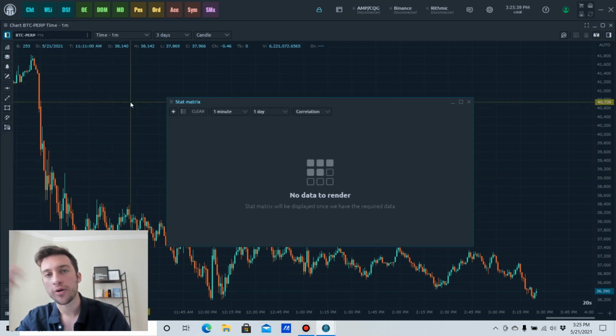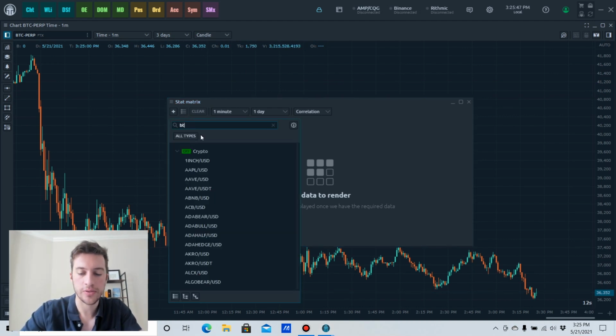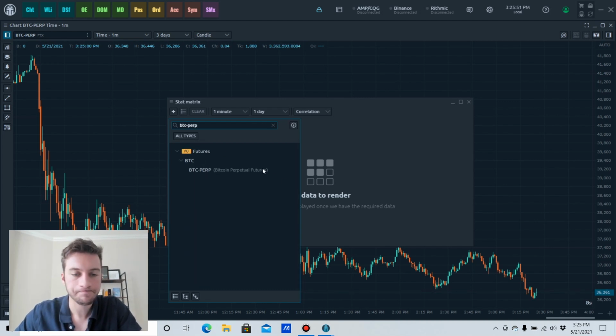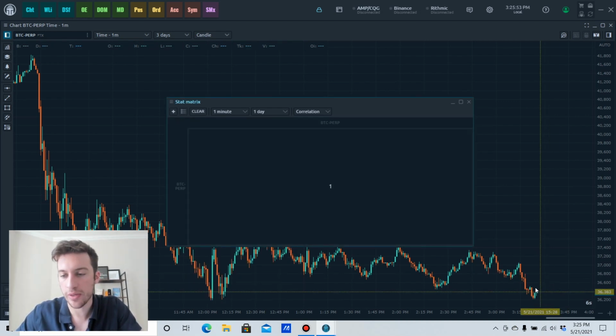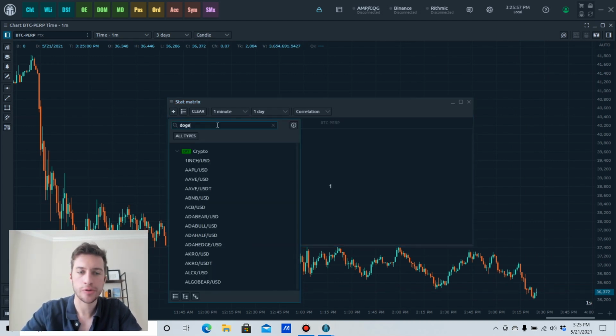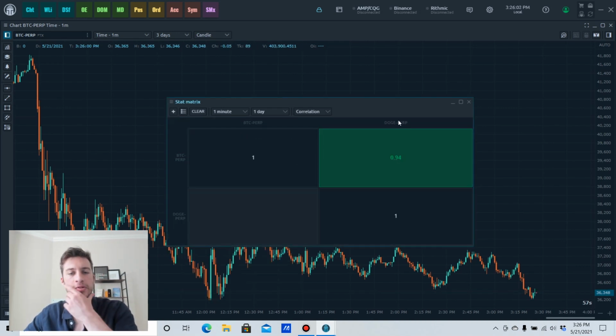So to get there, you go to your Quant Tower. This part of Quant Tower is completely free. You're going to go to Stat Matrix. We're then going to click two currencies. So let's do BTC Perpetual, which as you can see, we have a chart right there of BTC. And then we're also going to add, let's do Doge to start. What's the correlation between these two assets?